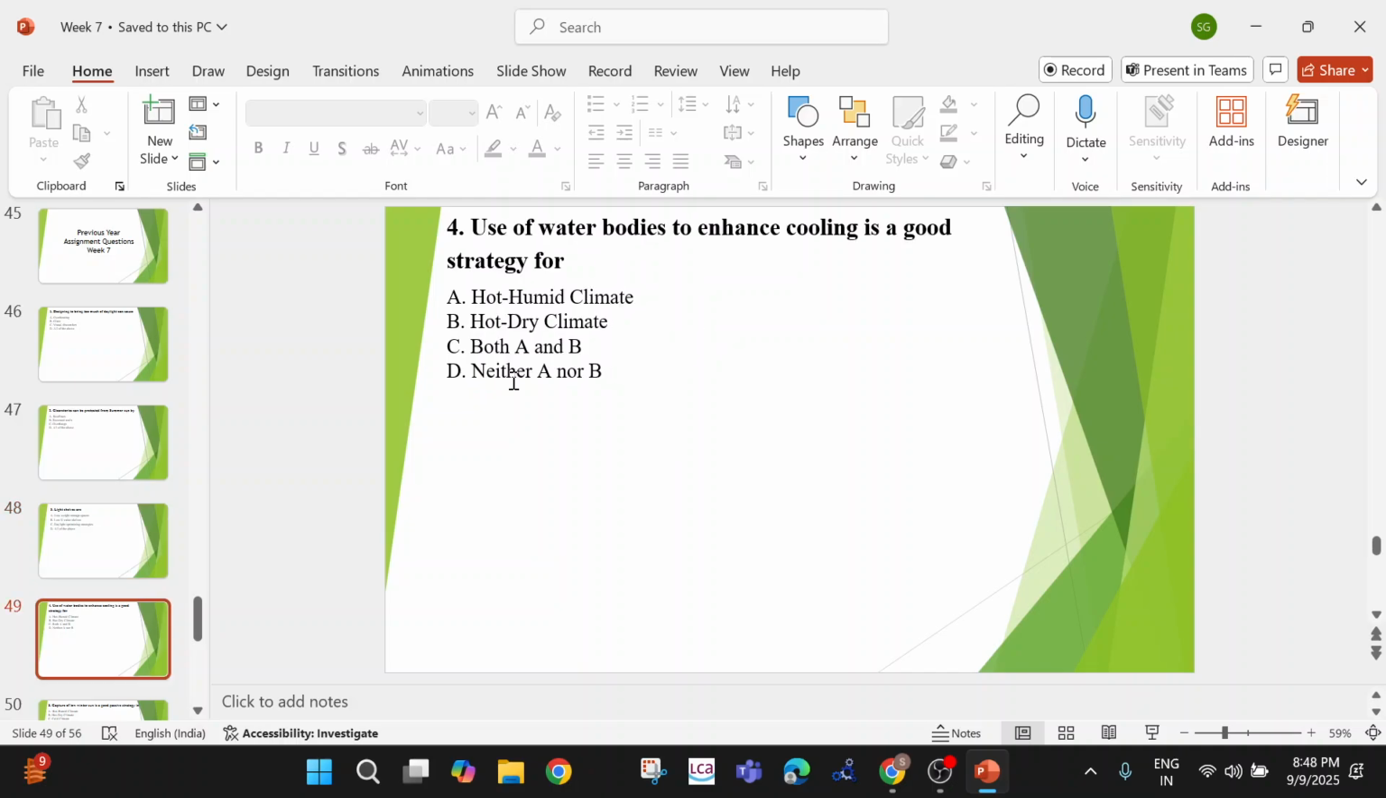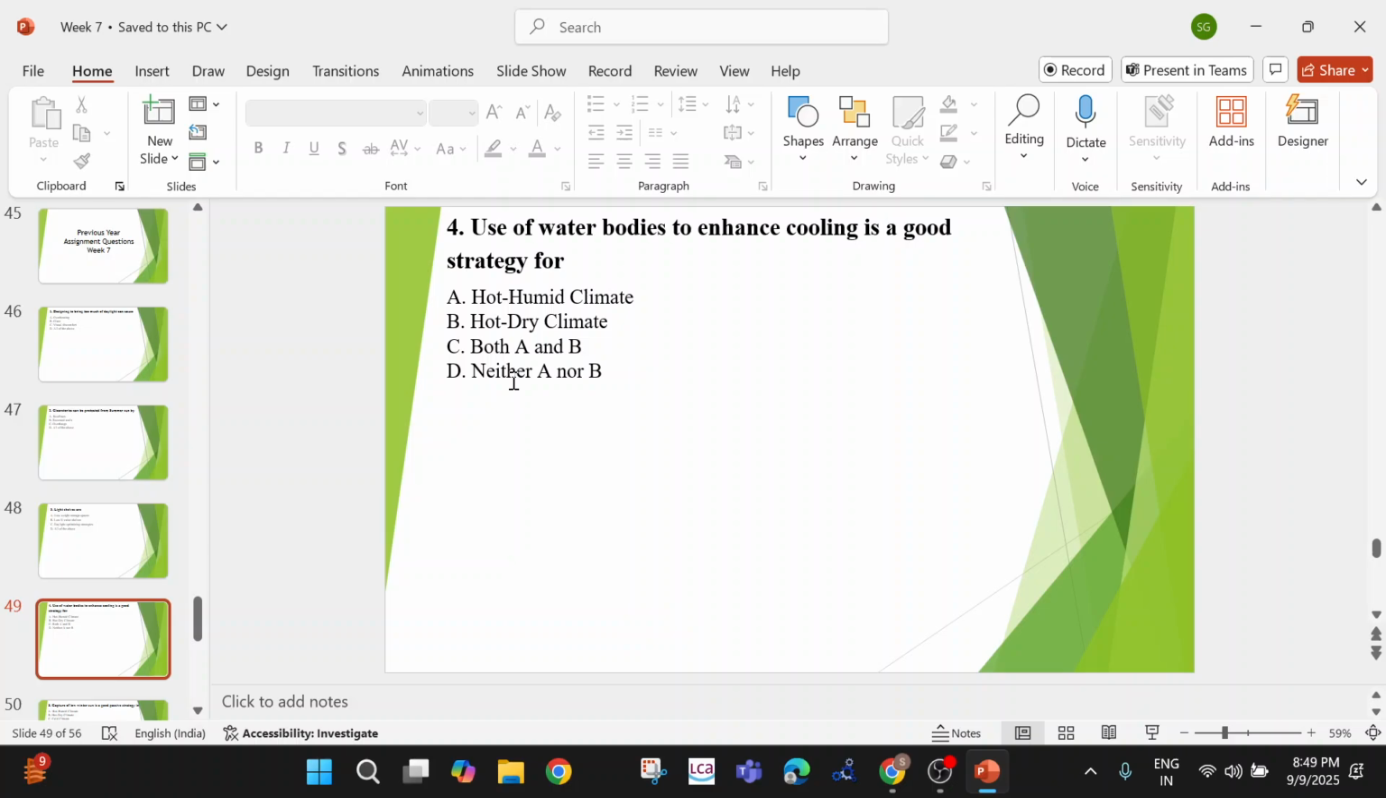Let's move to the fourth question. Here is the fourth question. Use of water bodies to enhance cooling is a good strategy for which kind of climate conditions?